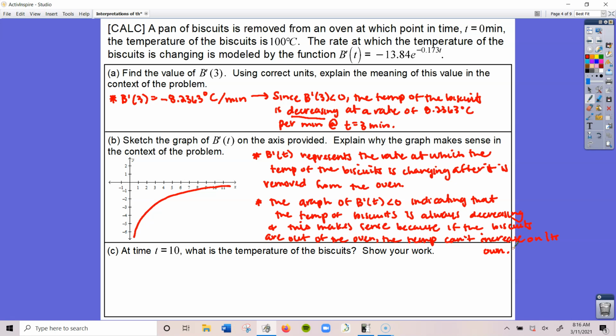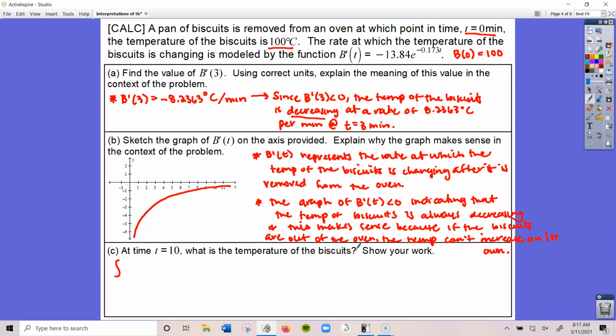Okay, moving on to part C, it says at time t is equal to 10, what is the temperature of the biscuits? And show your work. So we have to come back here into the problem and see what other information is given. We are told that at time t is equal to 0, the temperature of the biscuits is 100. So that means that b of 0 is equal to 100. So if I have one function value and I'm looking for the other, this helps me determine what the intervals of my integral will be.